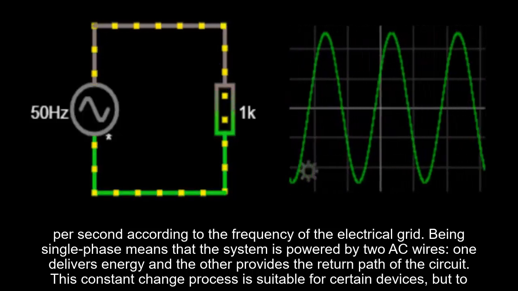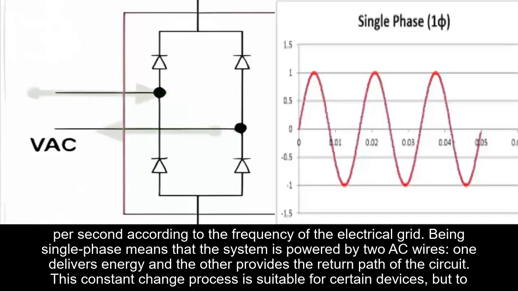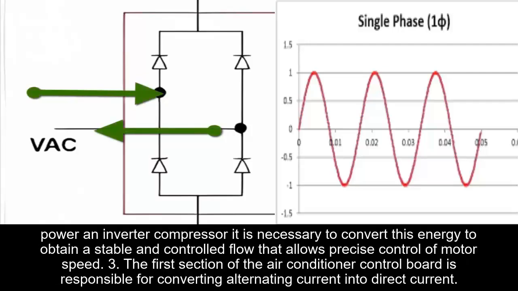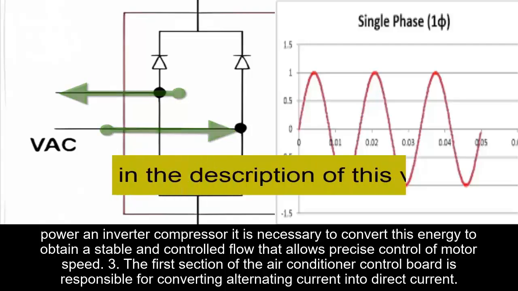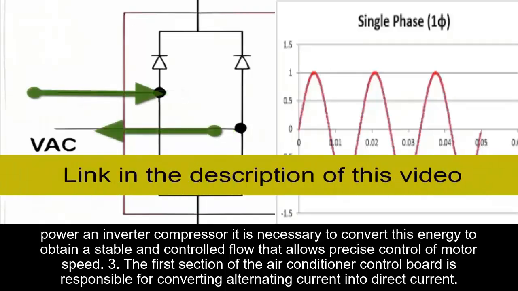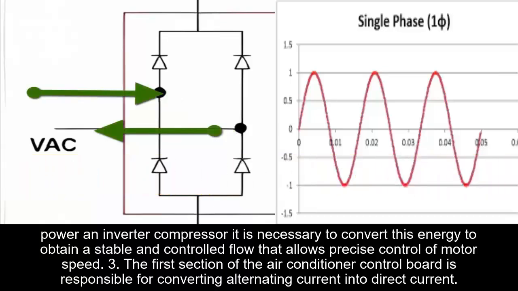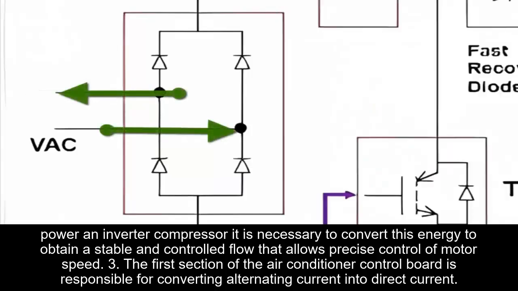This constant change process is suitable for certain devices, but to power an inverter compressor, it is necessary to convert this energy to obtain a stable and controlled flow that allows precise control of the motor speed while also improving efficiency.